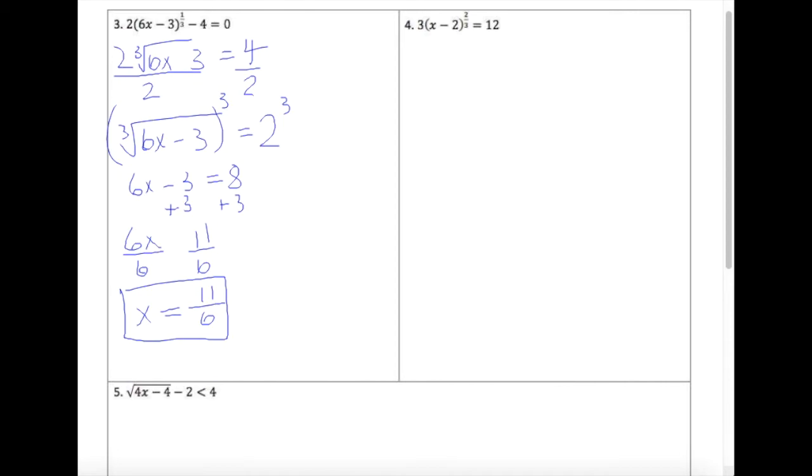So first, it helps to divide both sides by 3, of course. So this is the cube root of x minus 2, squared, equals 4 after dividing both sides by 3.